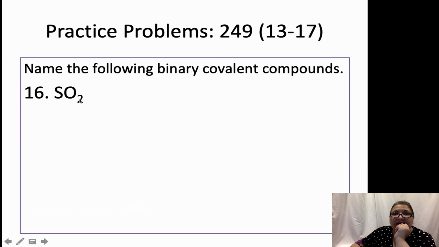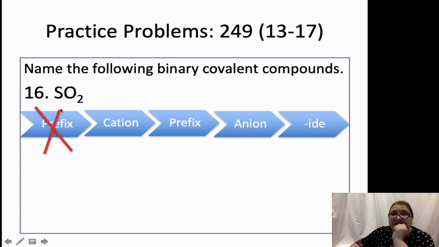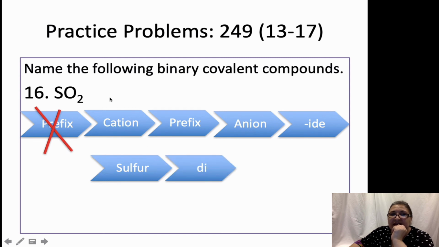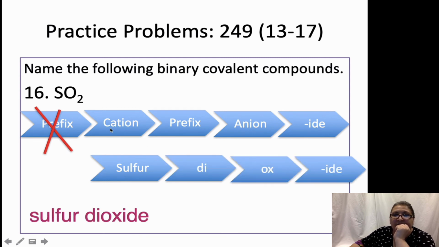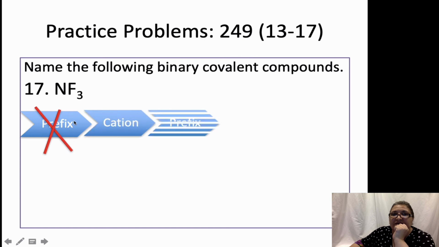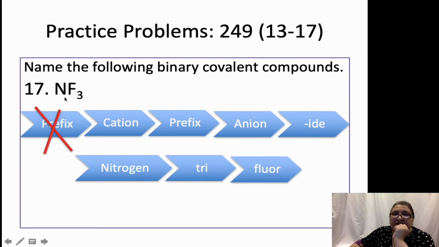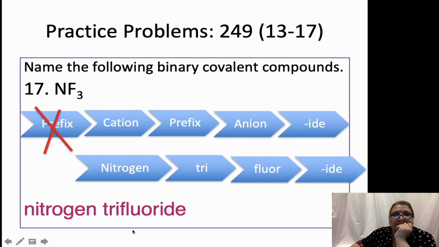Okay, another binary is sulfur by itself. You cannot say mono, so you just cross out the first prefix. So it's sulfur. The prefix for 2 is dioxide. Also, nitrogen is 1, so we start with nitrogen. Fluorine, fluoride. Nitrogen trifluoride.